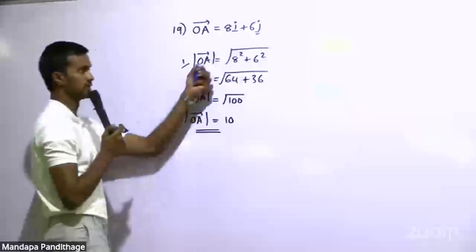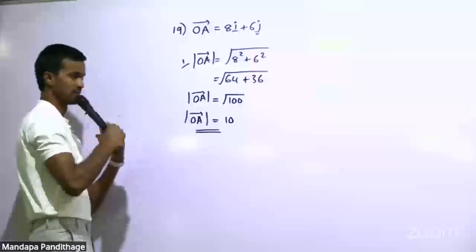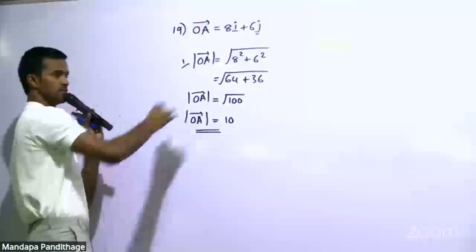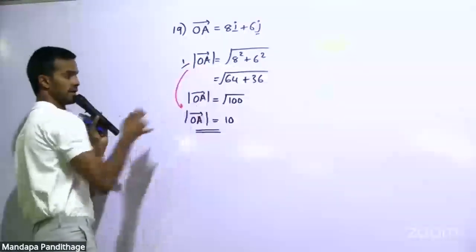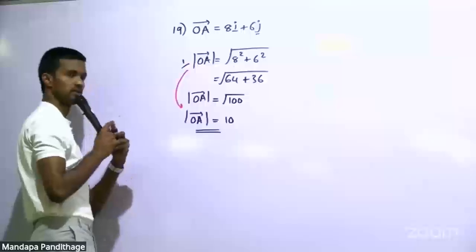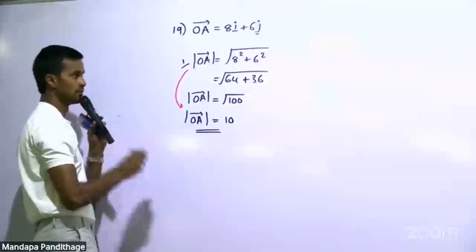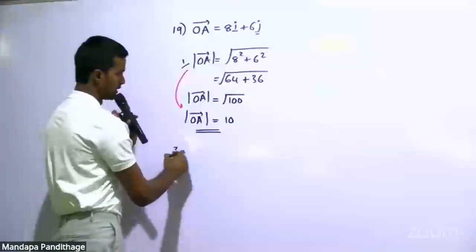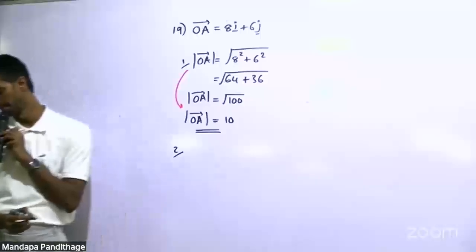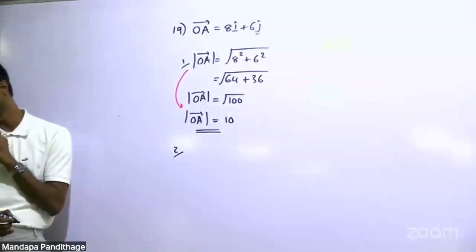So if you can directly write 10 after this step, that is okay, because you only get marks for writing this and this. So if you can bypass the simplification steps and directly write 10, much better, you will be getting the total marks. A second one, find the unit vector in the direction of OA.